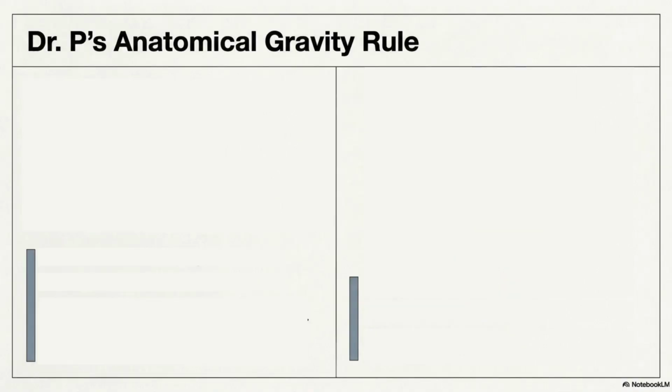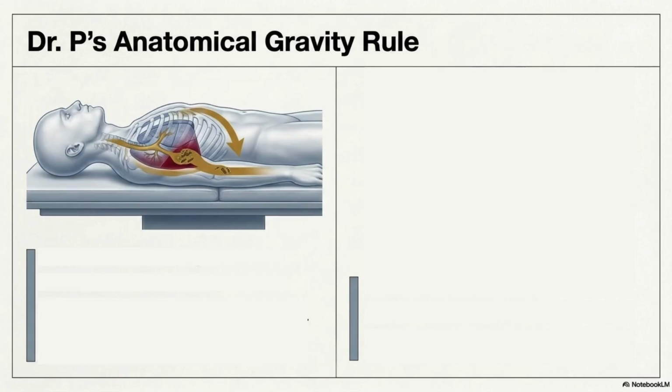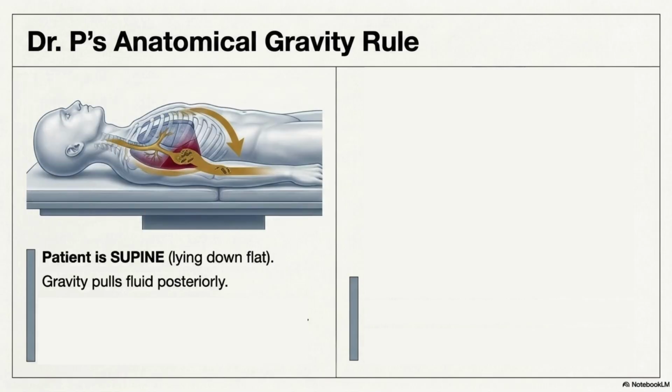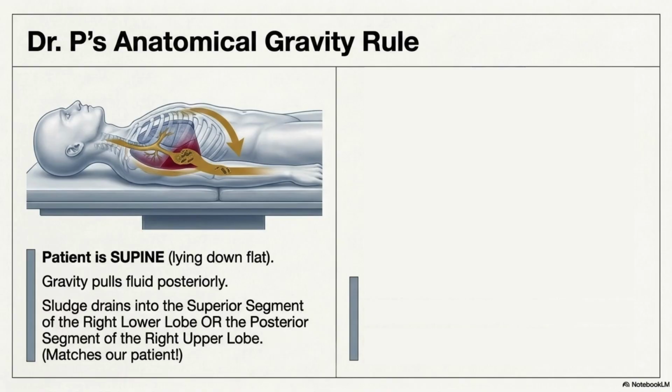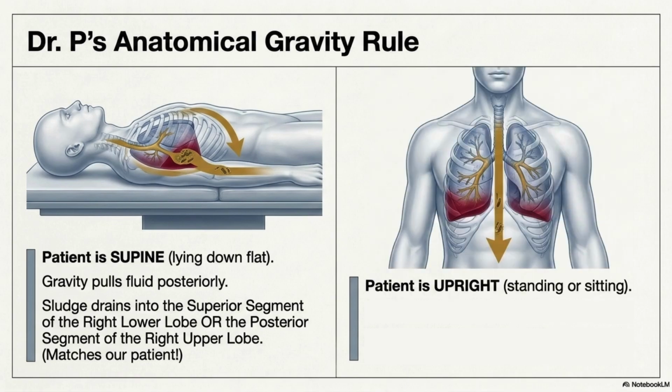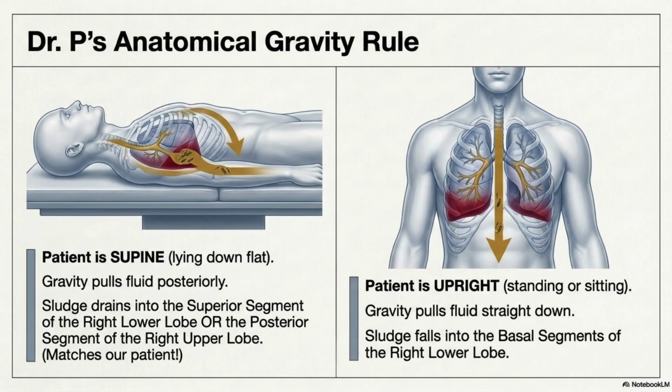This brings us to Dr. P's anatomical gravity rule, which dictates exactly where that sludge goes. If the patient is supine, meaning lying down flat, gravity pulls fluid posteriorly. Therefore, the sludge drains into the superior segment of the right lower lobe or the posterior segment of the right upper lobe. Notice how this perfectly matches a patient who was found unconscious on the floor. Now, if the patient is upright, meaning standing or sitting, gravity pulls fluid straight down. In that scenario, the sludge falls into the basal segments of the right lower lobe.